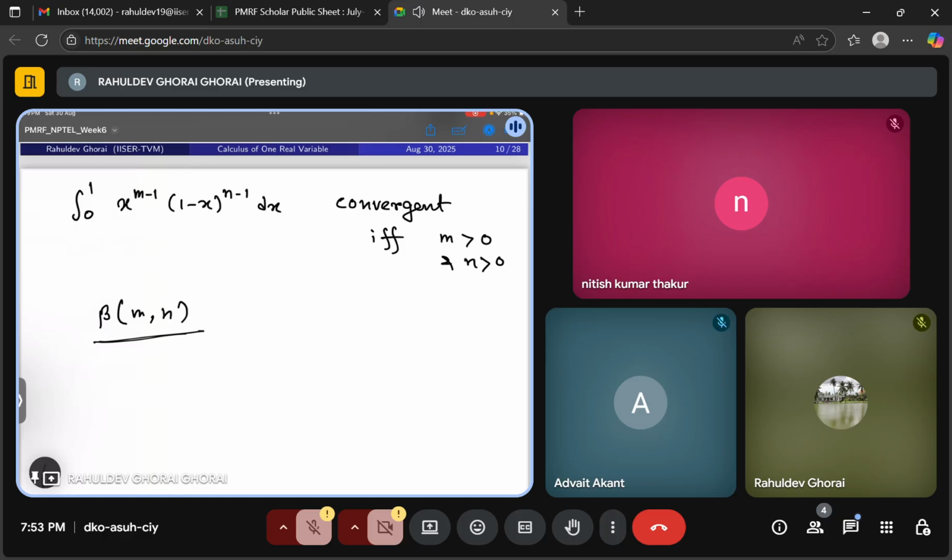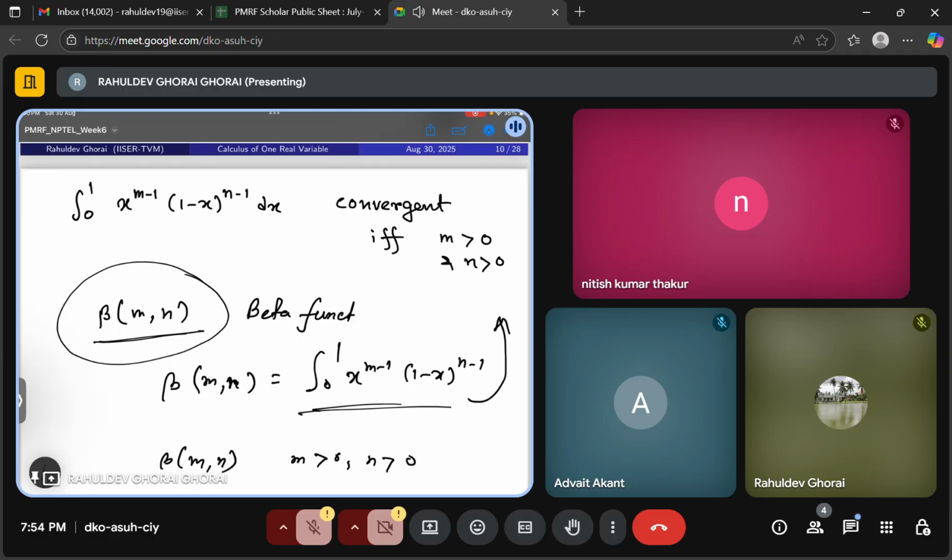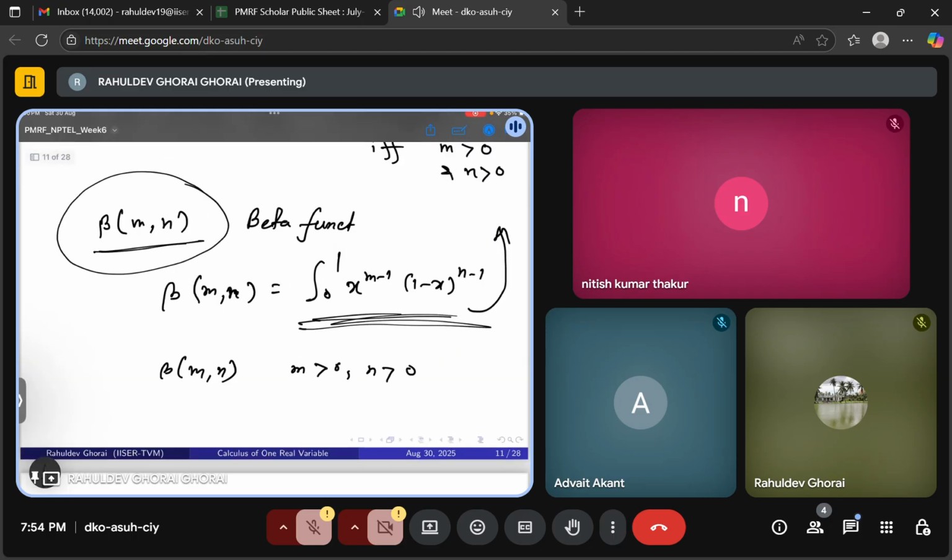So some properties you have. This is a nice property, and this is called the beta function. Beta of m, n is this integration from 0 to 1 of x to the power m minus 1 times (1 minus x) to the power n minus 1, and hopefully you understand that beta of m, n is defined only when m is greater than 0 and n is greater than 0, because when m and n are positive, only then this integral converges.